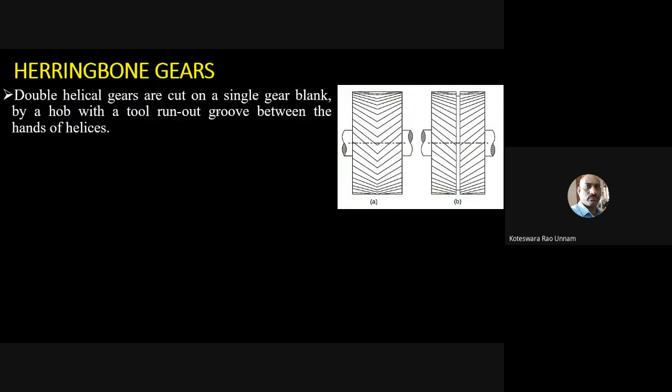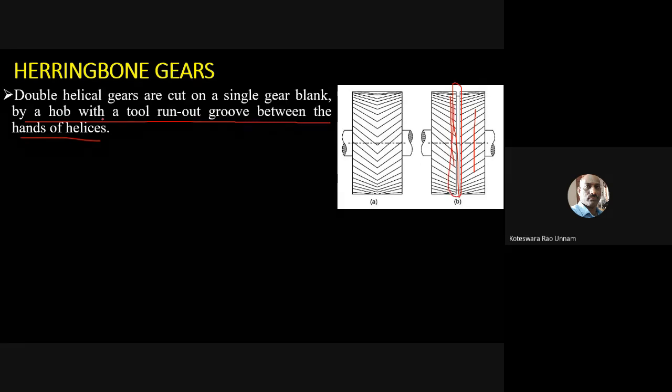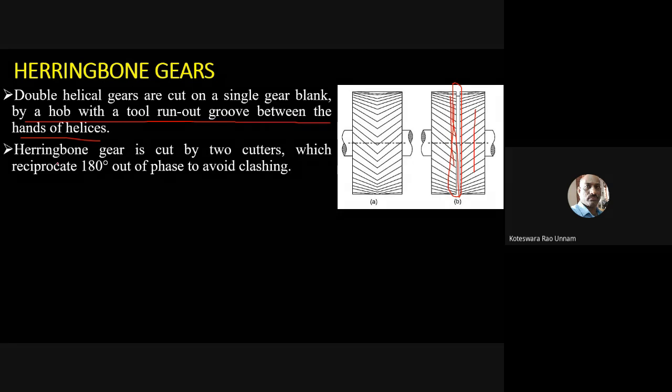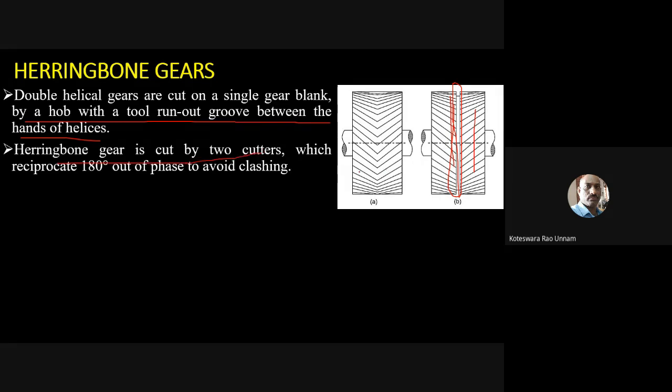Double helical gears are cut on a single gear blank. So these two gears are cut on a single gear blank by a half tool with a tool run out groove between the ends of helix. To form this groove, they will use a half tool. Herringbone gear is cut by two cutters, which reciprocate 180 degrees out of phase to avoid clashing. So this is how we are going to fabricate herringbone and double helical gears. So this is the process.